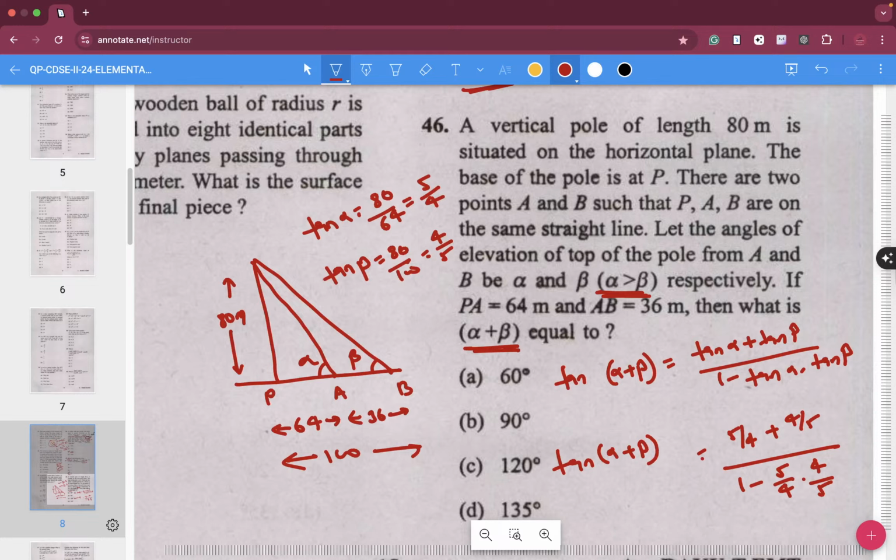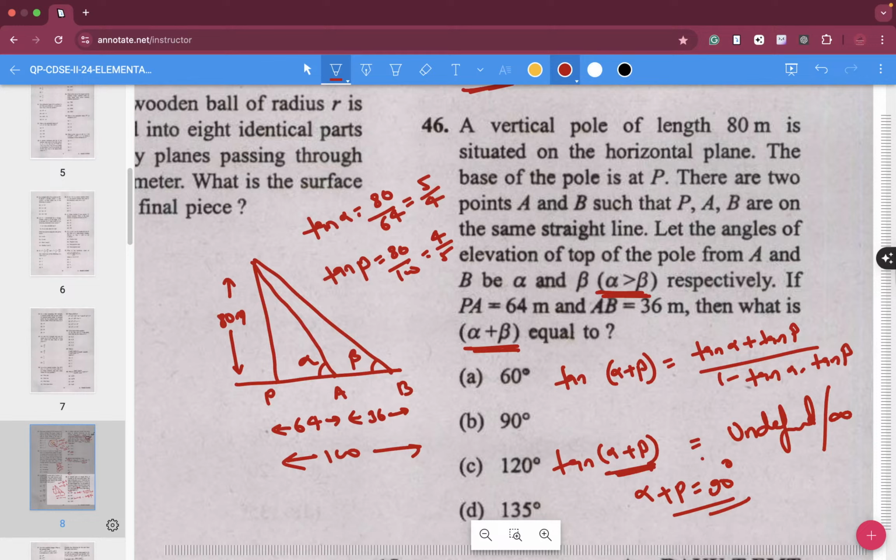Now look at the denominator over here. If you look at this denominator, this will cancel and the denominator value is 0. If the denominator value is 0, what does it mean? This whole expression is undefined, or infinity. In that case, alpha plus beta is how much? 90 degrees, isn't it? Easy, yes or no?